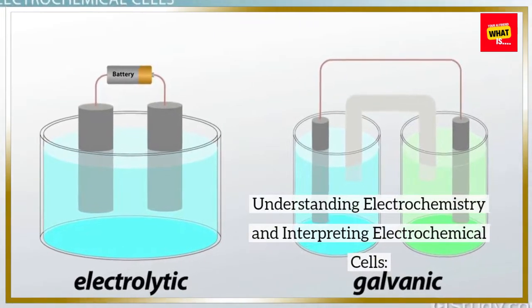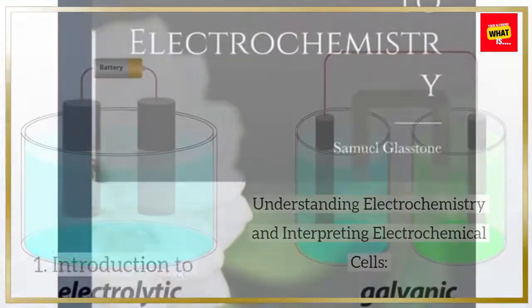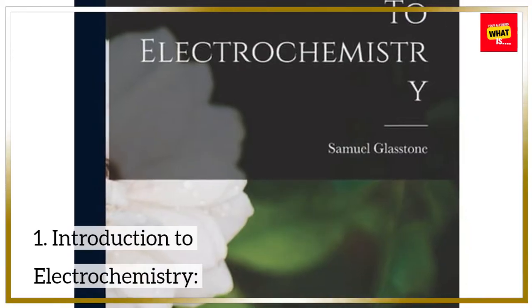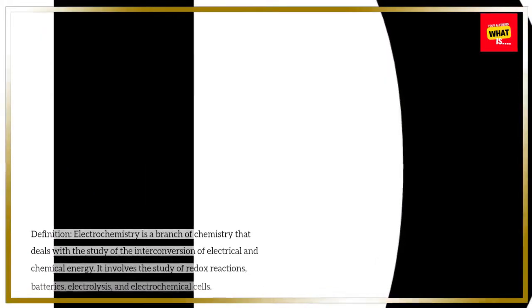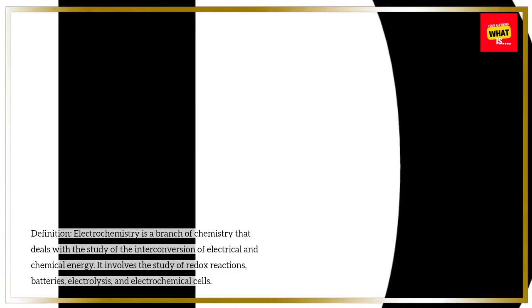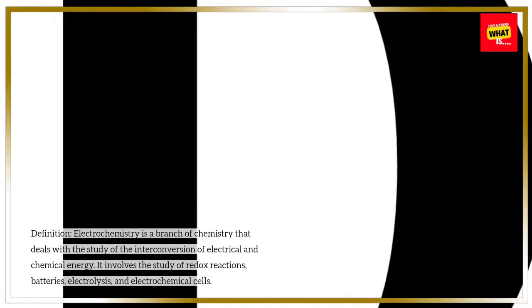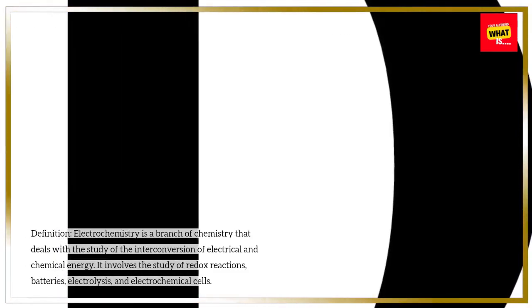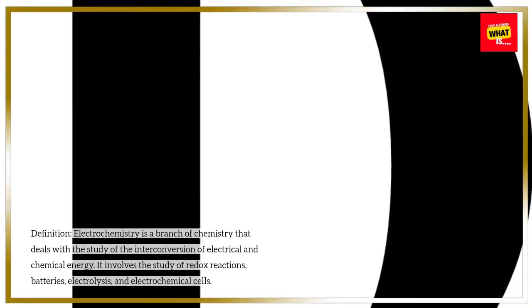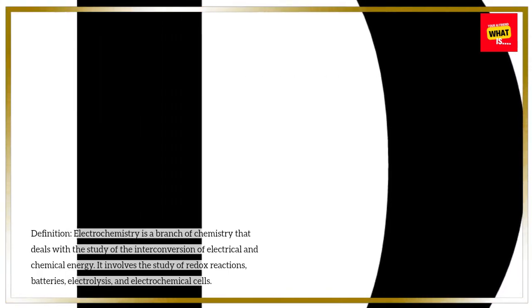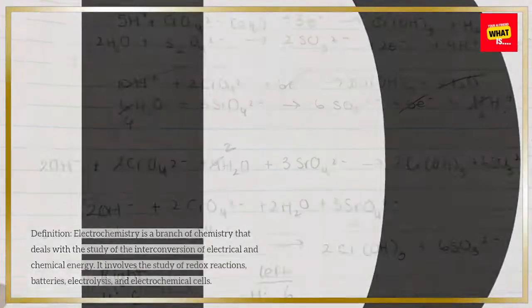Understanding electrochemistry and interpreting electrochemical cells. 1. Introduction to electrochemistry. Definition. Electrochemistry is a branch of chemistry that deals with the study of the interconversion of electrical and chemical energy. It involves the study of redox reactions, batteries, electrolysis, and electrochemical cells.